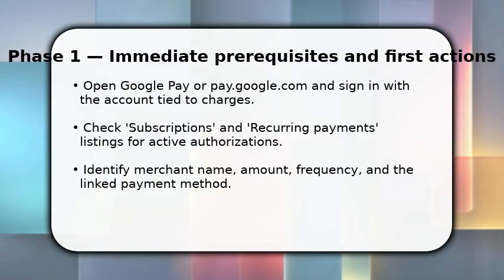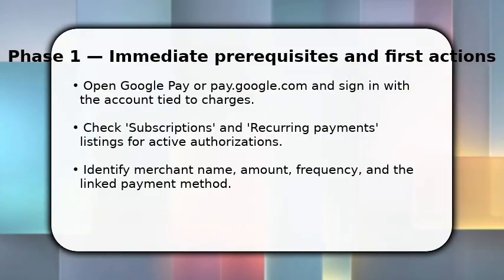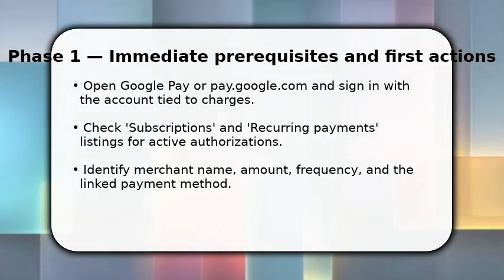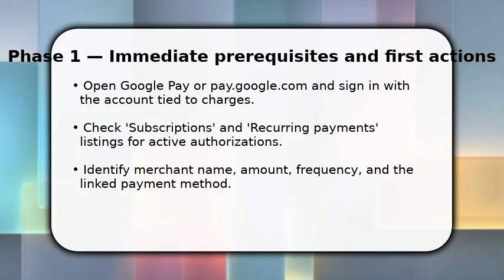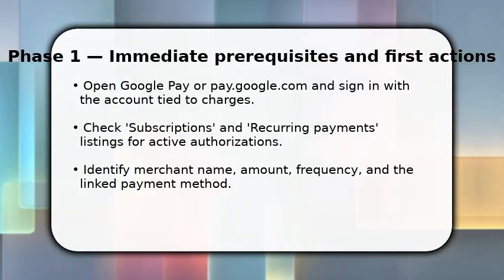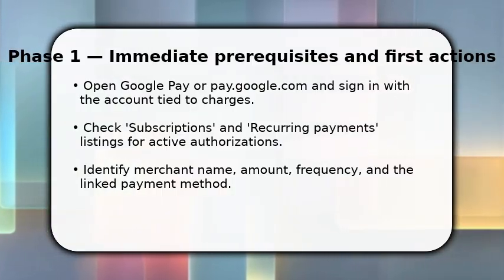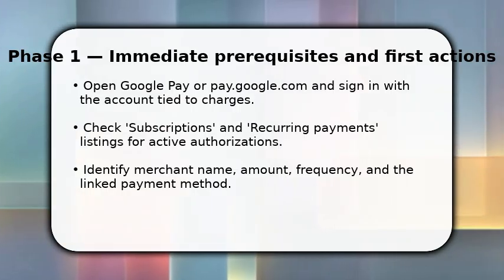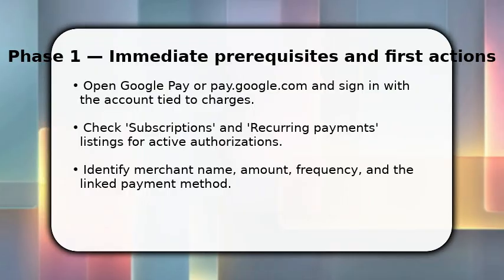You're starting at the source. Open Google Pay or Pay.Google, and sign in now. Once signed in, go straight to subscriptions or recurring payments to locate the active authorization. You need the merchant name, amount, and which card or bank is linked because that determines the next step.